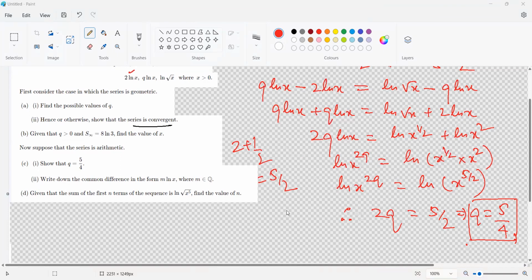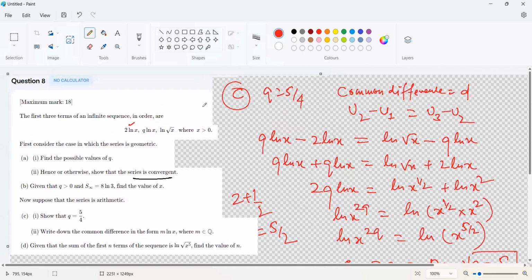Okay. Write this down. Is that done? Yes. So q is 5 over 4. That's what we need to show.